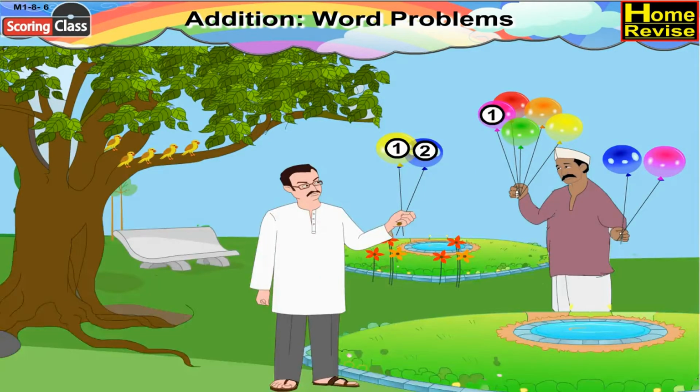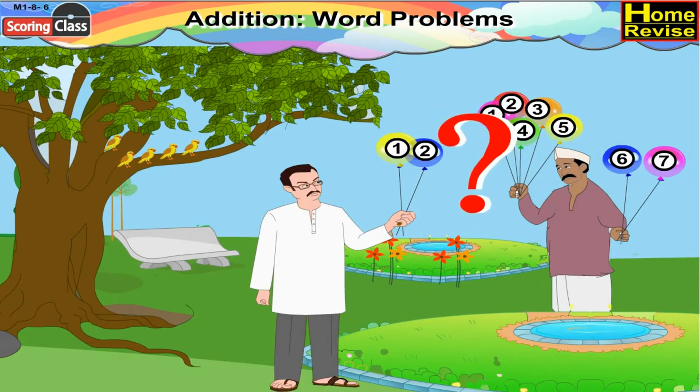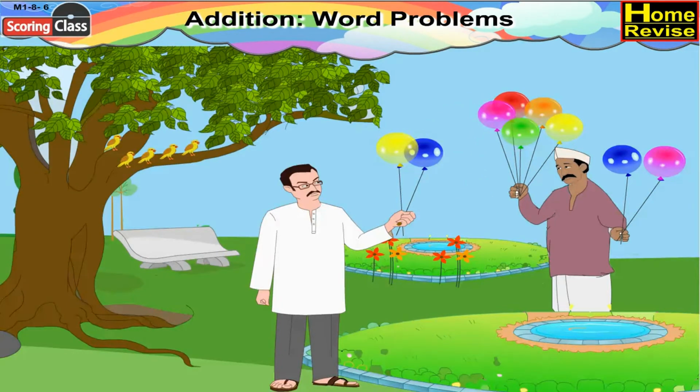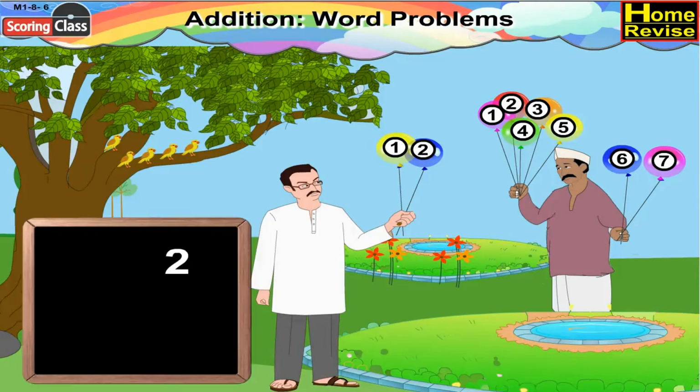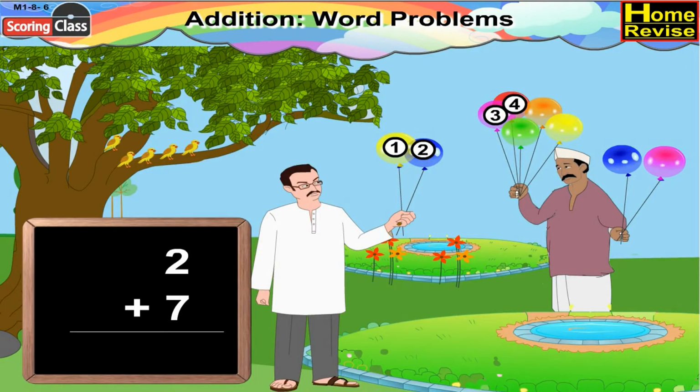Two balloons and 7 balloons make a total of how many balloons? Now this man has 2 balloons in hand and the balloon seller has 7 balloons in his hand. Total number of balloons would be? Yes, 2 plus 7. Let's add them. That would be 3, 4, 5, 6, 7, 8, 9. So, in total, there are 9 balloons. Got that? All right.